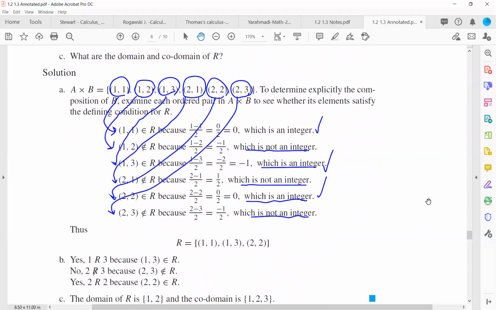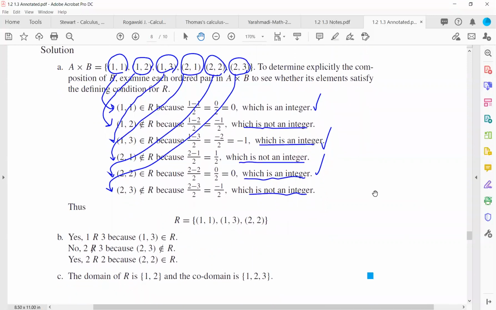So is 1 and 3 a point in R? Yes. Is 2 and 3 a point in R? Of course, you don't see it here. 2 and 2 is a point in R? Yes, it is. And C, what's the domain of R?